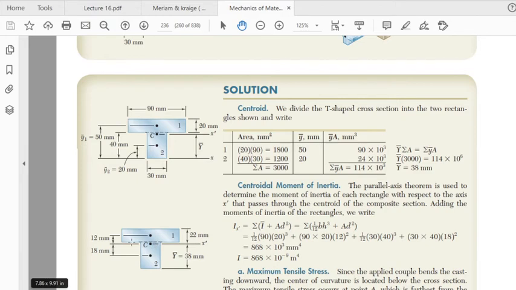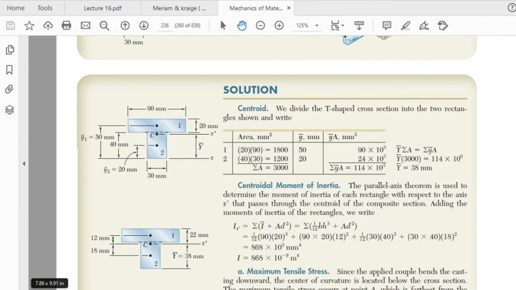And since we have to find the second moment of area about a horizontal axis passing through the centroid, we add plus AD square. A is the area of region 1, which we have already calculated: 1800 millimeter square, multiplied by D square. D is the perpendicular distance between the centroidal axis of region 1 and the centroidal axis of the complete cross section. So the perpendicular distance between these two is 12. So A, which is 90 into 20, 1800, the area of region 1, into D square. D is 12.